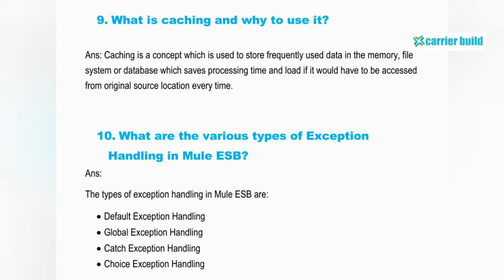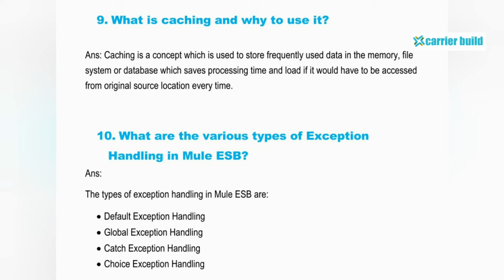Next question. What is caching and why use it? Caching is a concept which is used to store frequently used data in the memory, file system, or database, which saves processing time and load if it would have to be accessed from the original source location every time.